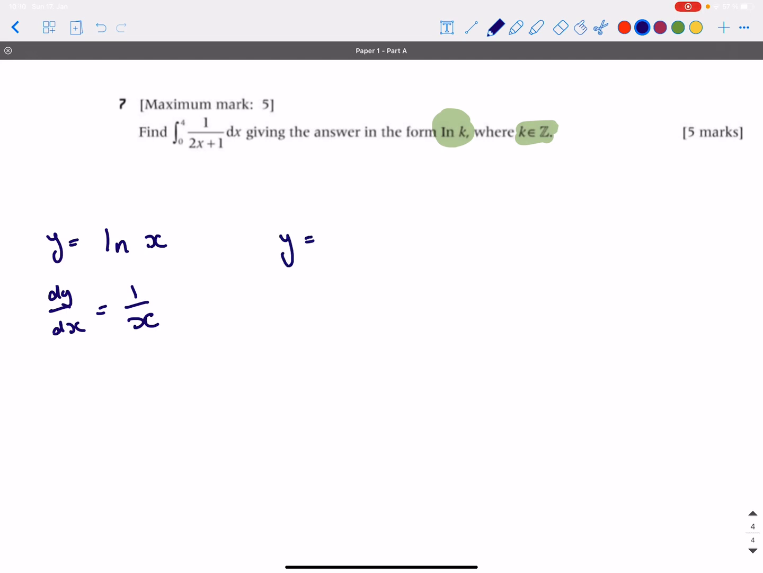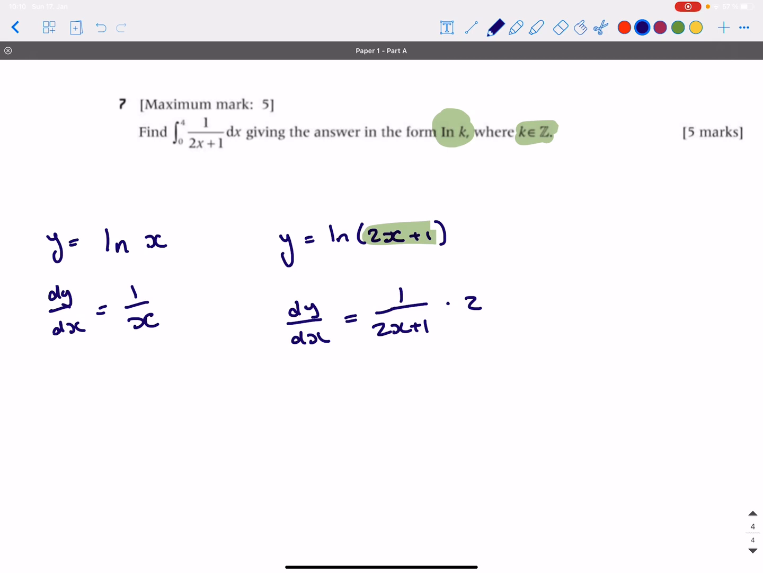So if I'm differentiating natural log of 2x plus 1, what's that going to equal? Well, it's a chain rule question, right? Because we've got a function inside a function. So first of all, I differentiate natural log of blah, which gives me 1 over blah. So it's going to be 1 over 2x plus 1, looking promising, right? But then I need to multiply it by blah differentiated, and 2x plus 1 differentiated is 2.